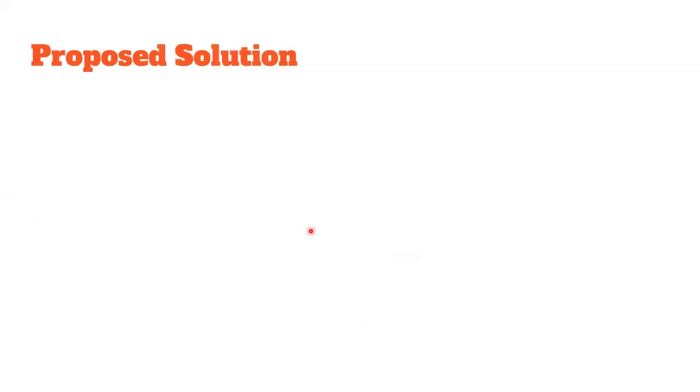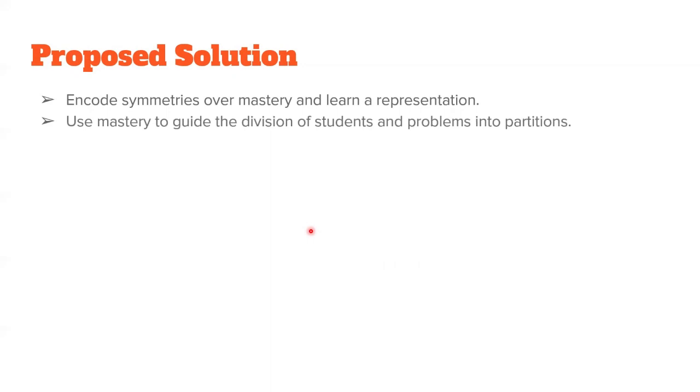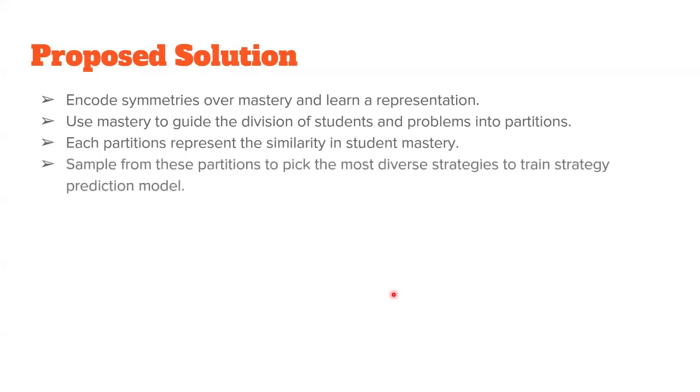So the proposed solution in this paper is that we encode the symmetries over mastery and use this to learn a vector representation. Then we use mastery to guide us to divide the students and problems into partitions. Such partitions will represent the similarity of mastery in the students. And once we get those partitions, we simply sample from those partitions to pick the most diverse strategies that we use to train our strategy prediction model, which helps us scale up learning from big education data.